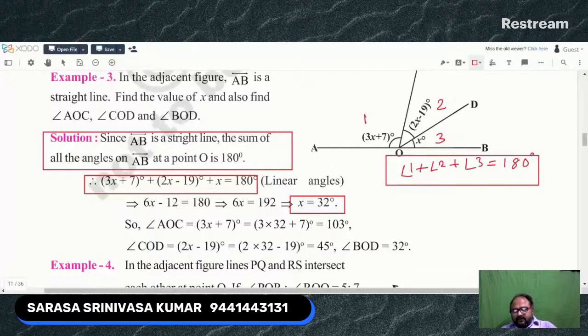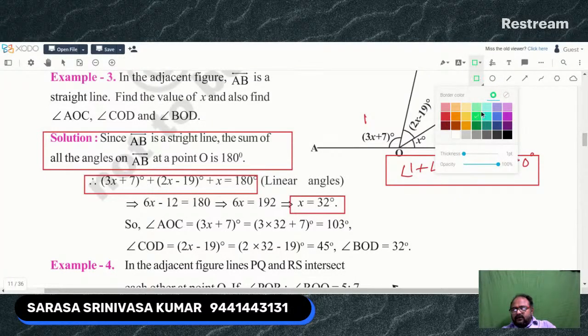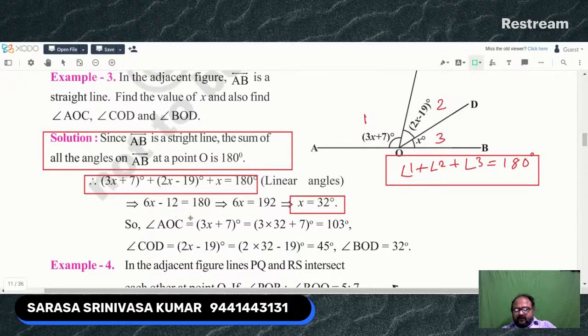Once you find x, you can find angle 1, angle 2, angle 3. What is angle 1? This is angle 1, 3x plus 7 degrees. You substitute x equal to 32 degrees, and you can find angle 1 equal to 103 degrees.